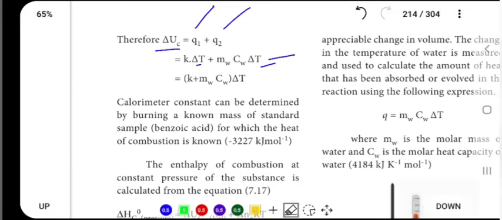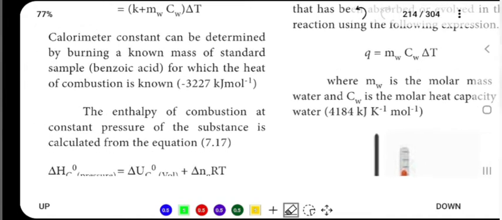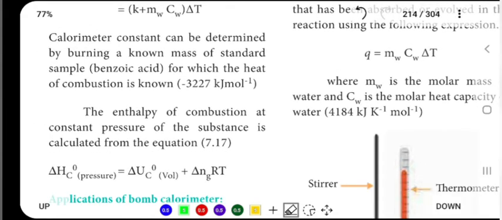Now see here, the calorimeter constant. That calorimeter constant K value is determined by burning a known mass of standard sample, that is benzoic acid, for which the heat of combustion is known, that is minus 3227 kilojoule mole power minus 1. So we are determining the calorimeter constant by burning the known mass of standard sample, that is benzoic acid.